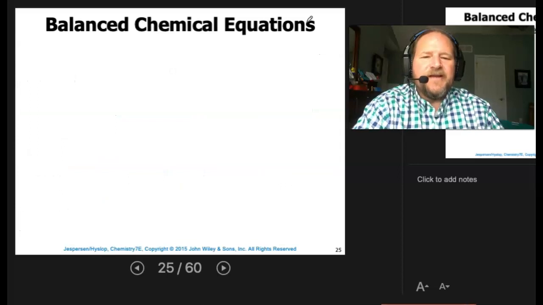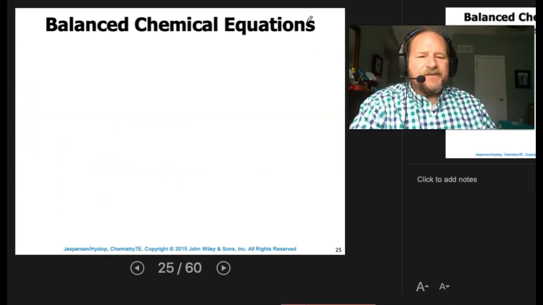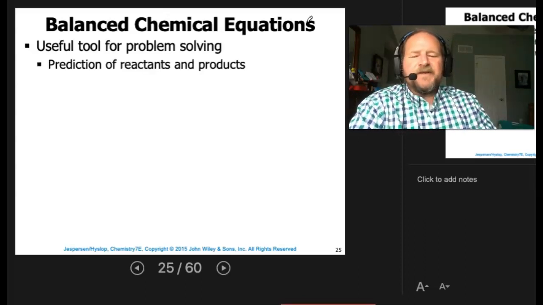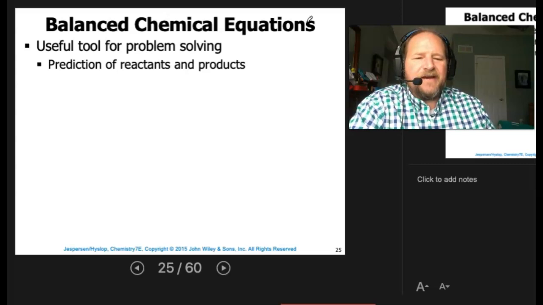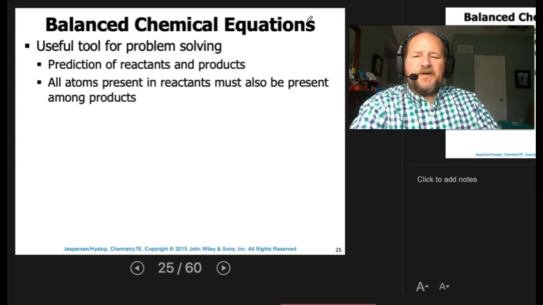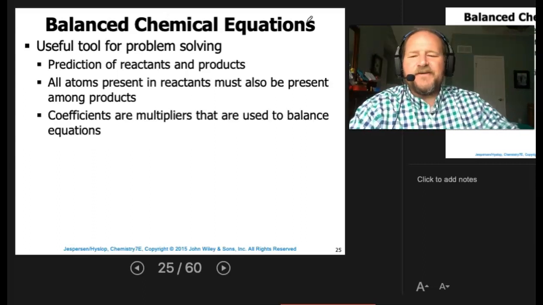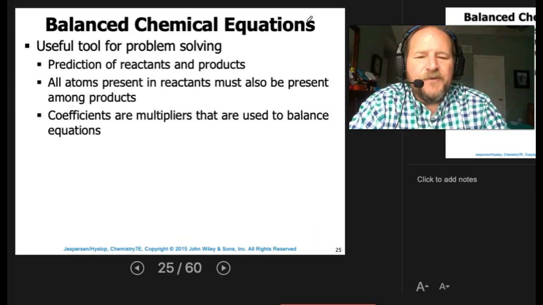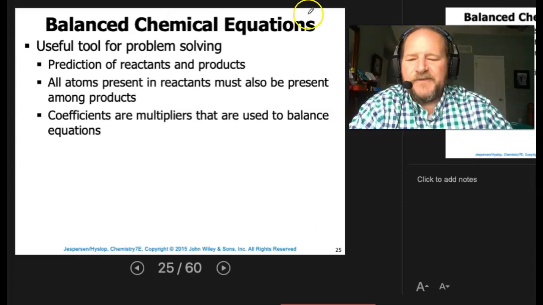All right, so we're going to end this segment here. The next thing we're going to look at is balanced chemical equations. And of course, this is going to be a useful tool for problem solving because now we're going to be able to predict how much reactants we're going to need for a reaction or how much product we should be able to make. Now remember, all atoms present in reactants must also be present among products. So coefficients are multipliers that are used to balance the equation. And so we'll get into that next and then see how stoichiometric values can help solve some of those equations as well.